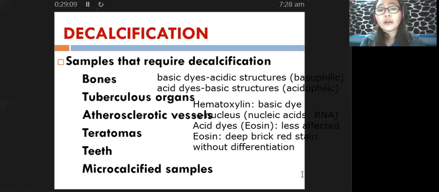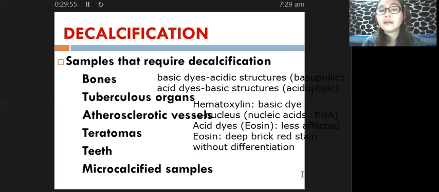So, if, for example, your eosin will be affected, okay, what will be the color of your acidic structures? They will have the same color. And what color is that? We have deep brick red. There is no variation in the color. There is no difference in the degree, okay, of brick red coloration of your acidic structure, of your basic structures. Pare-parehas sila. All of them will have the same deep brick red color. Okay? So that will be the effect of performing decalcification in staining.